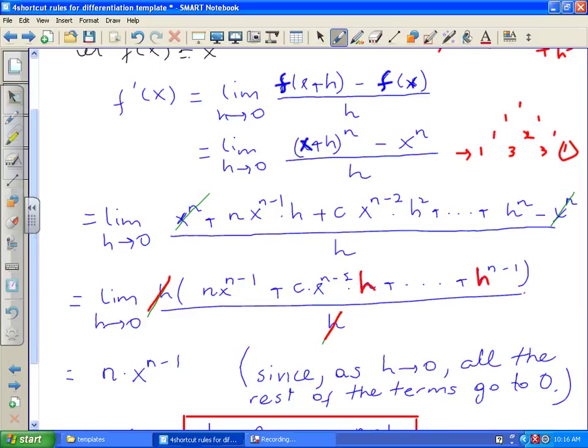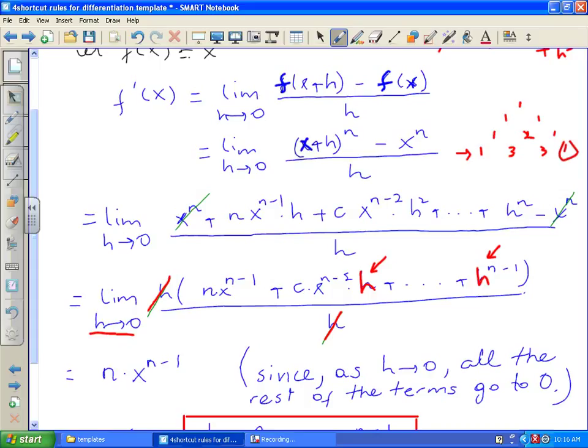However, when you let h go to 0, everything that has an h in it is going to become 0. The only thing that doesn't disappear is that term, n times x to the n minus 1. Up there, that would have been 3 times x squared portion. So that's, again, a little bit theoretical.